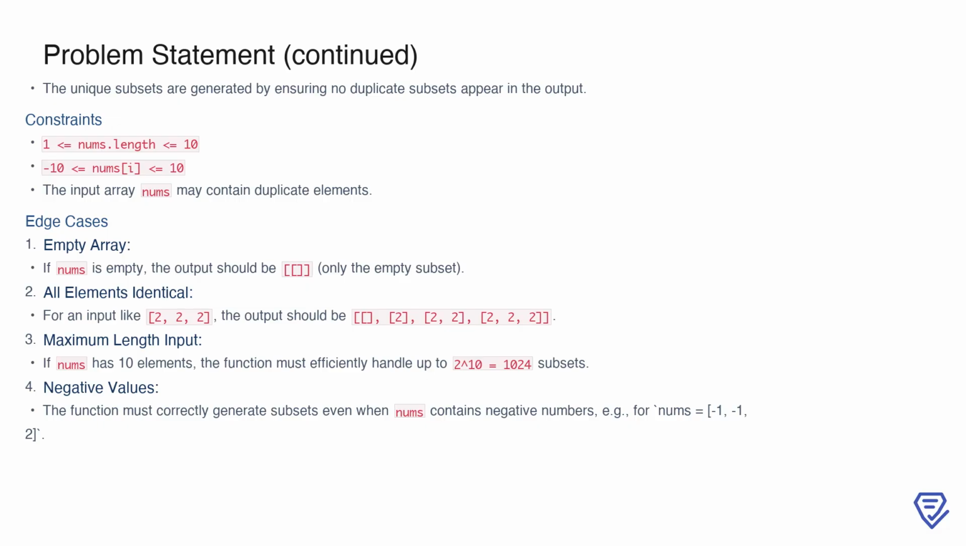For edge cases, if the input is an empty array, the output should simply be a list representing the empty subset. If all elements are identical, such as 2, 2, 2, the output should only include unique subsets like 2, 2, 2, and 2, 2, 2. Finally, the function must also correctly handle negative numbers. For example, with an input like -1, -1, 2, subsets need to be generated properly while avoiding duplicates. These considerations ensure the solution is robust and handles all possible scenarios effectively.